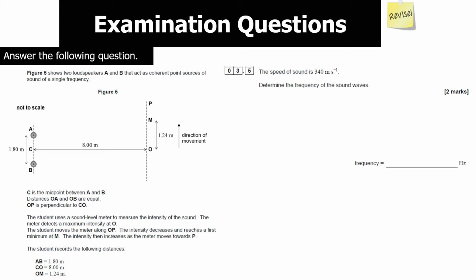Determine the frequency of the sound waves. So pause the video now, then unpause the video when you want to go through your answer. Right, so how do you answer this particular question?